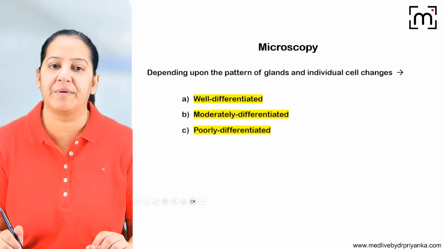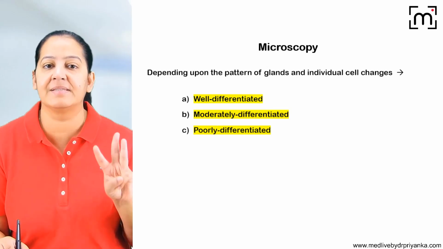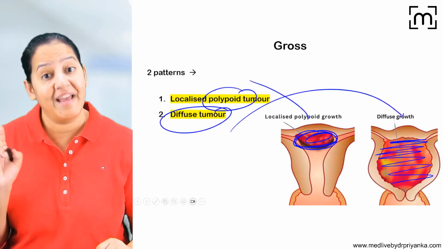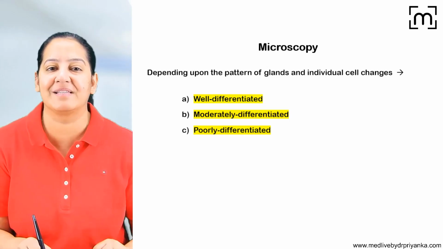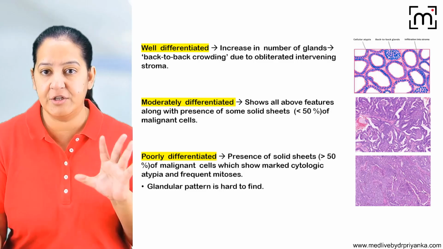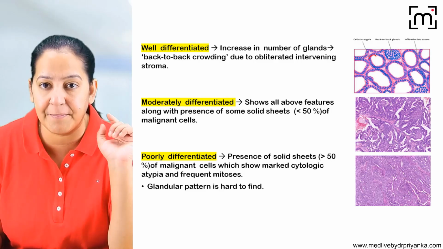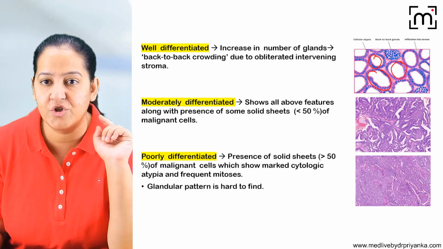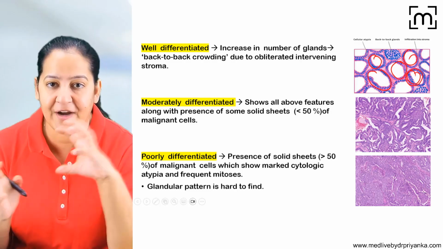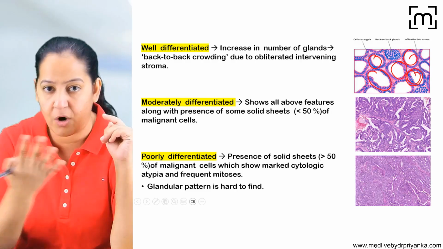Now coming to the microscopy, there are three different patterns. In the gross, we have two patterns, polypoidal or diffuse. In the microscopy, we have three patterns: well differentiated, moderately differentiated, and poorly differentiated. In well differentiated, the tumor is arranged in a glandular pattern. You can see the glands. The glands are arranged back to back. There is no stroma. In the background, hardly any stroma.